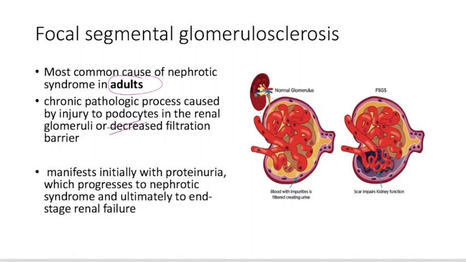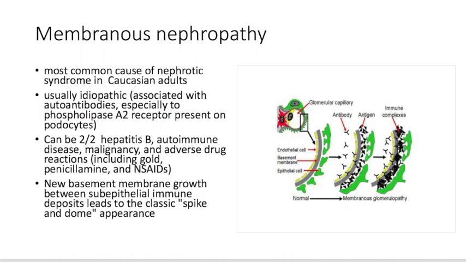So once you know the anatomy and physiology of it, it makes sense as to why you're seeing the filtration issues with the increased protein. Membranous nephropathy is the most common cause of nephrotic syndrome in Caucasian adults. It is usually idiopathic, related to autoantibodies to the phospholipase A2 receptor present on the podocytes. It can be secondary to hepatitis, an autoimmune disease, or certain drugs, and then we would get some new membrane growth between the subepithelial immune deposits, which leads to a classic spike and dome appearance to the glomerular area.